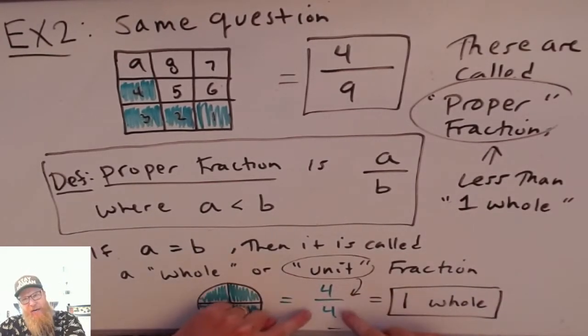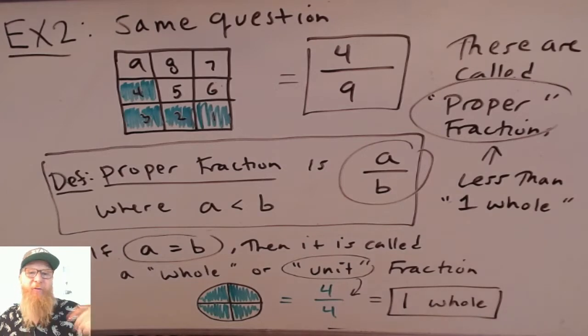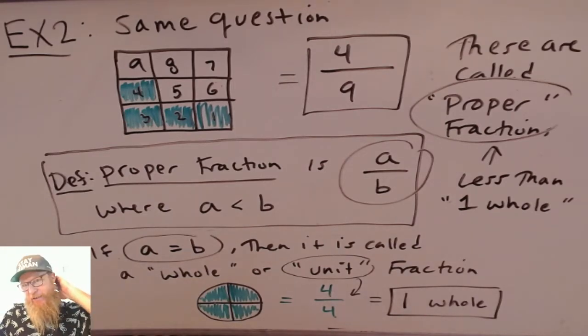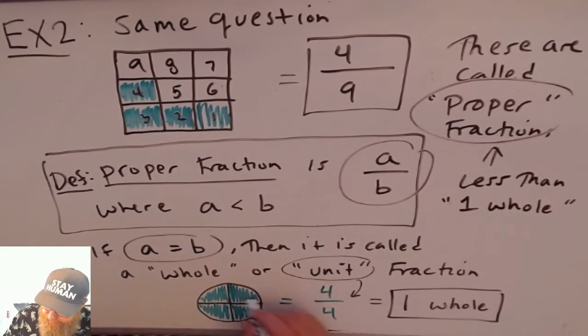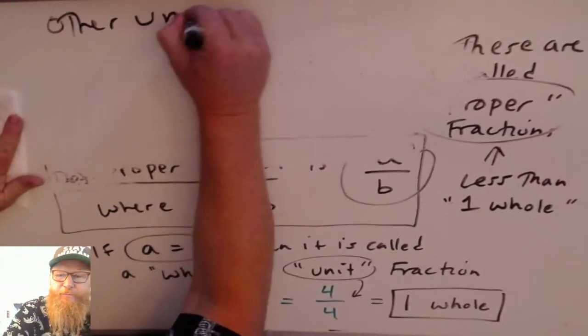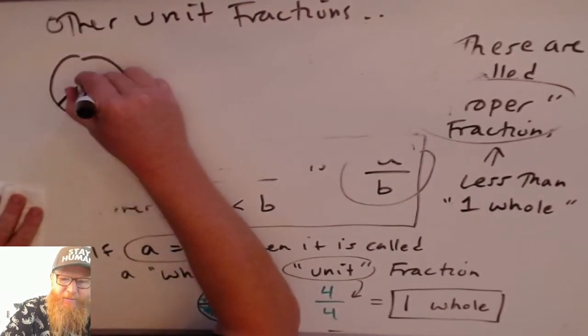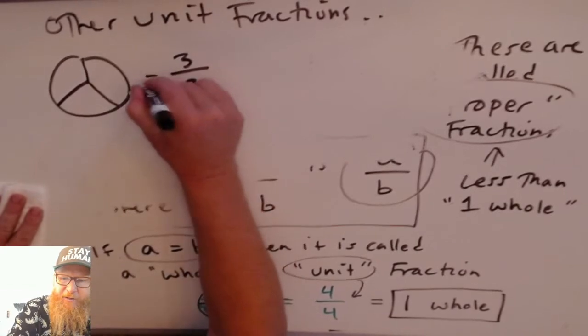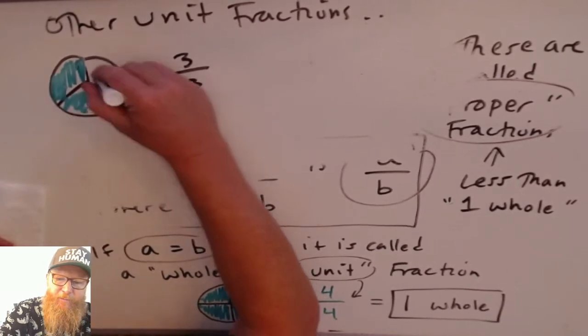So that would be if the numerator and the denominator, that's A and B, were equal to each other, we would call that a unit fraction or a whole. A whole unit. In other words, I've shaded the whole pie. There are lots of different ways to do unit fractions. I did 4/4. You can also do 6/6. I don't want to redraw it, but you could do 6/6. Three thirds. Again, I'd have to shade all of it. So on and so forth.